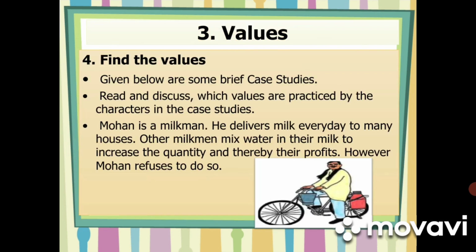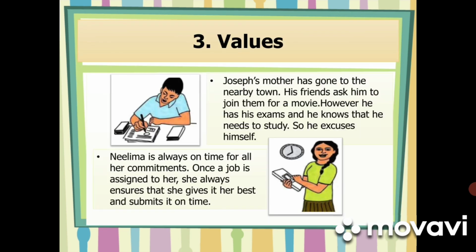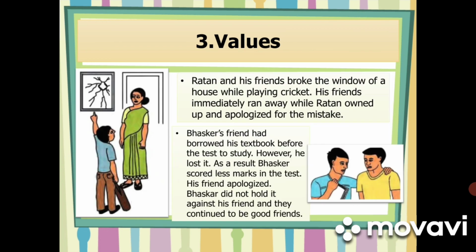From the case studies discussed, we observe that Mohan does not cheat and practices the value of honesty. In case 2, Joseph practices the value of commitment and dedication to his studies. He keeps his promises. In case 3, Nilima understands the value of time and is committed. In case 4, Ratan takes responsibility and displays the value of honesty and truth. And in case 5, Bhaskar practices the value of forgiveness.